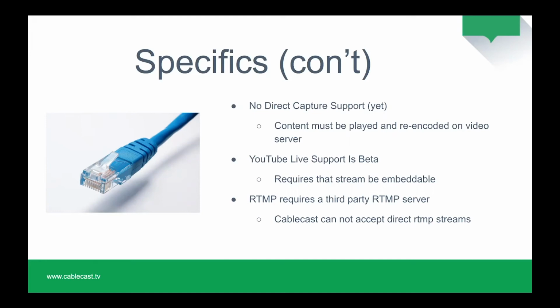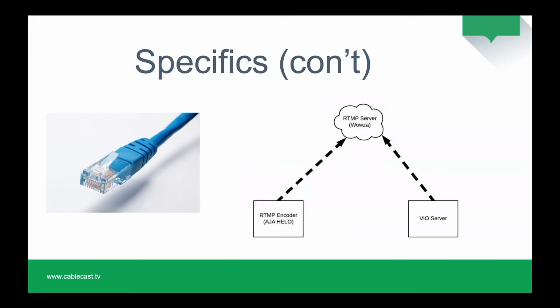And then finally, the RTMP support requires a third-party RTMP server. So Cablecast can't directly accept an RTMP stream. The reason for this is that RTMP has an encoder, client, viewer model, and those are supported by a server in the middle.